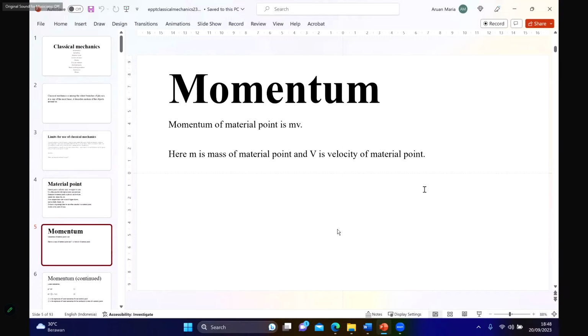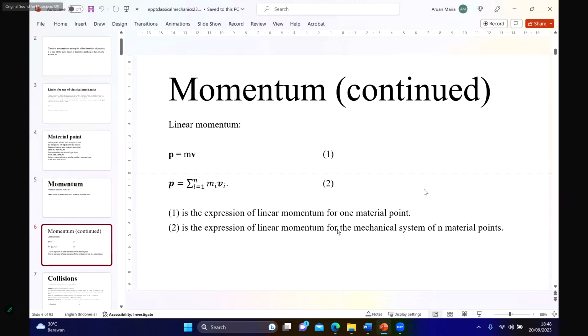For a material point, momentum is the product of mass times velocity of the material point. Okay, next slide. In this case, we see equation number 1 shown for only one material point. P is momentum. It's equal to mass times velocity. Slide number 6, equation number 1.